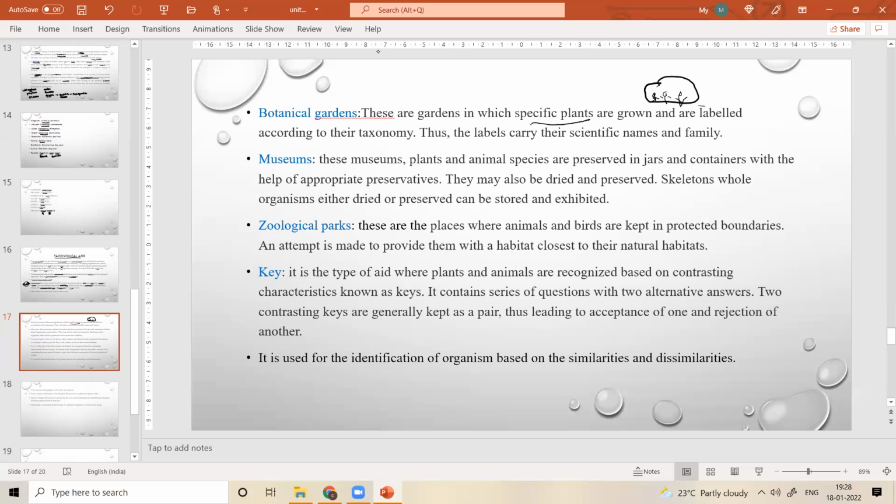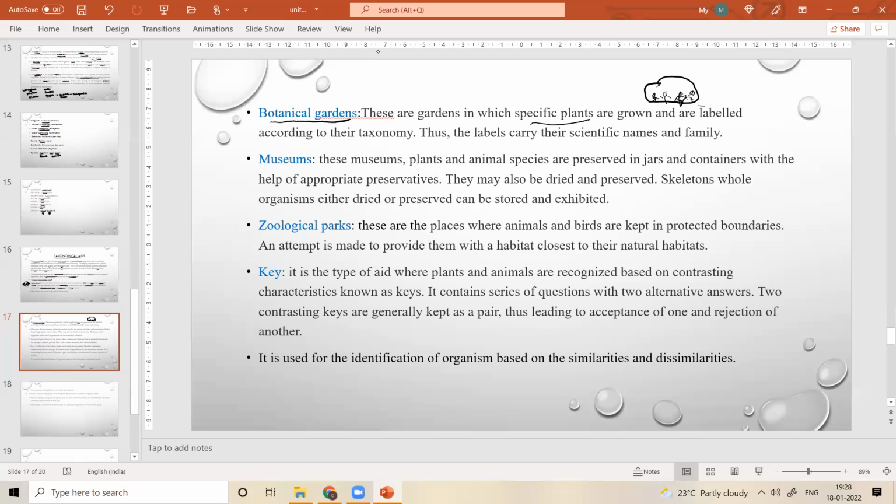So many kinds of plants are grown, and they are labeled according to their taxonomy. That means the classification, the scientific names are labeled on the plant, tagged on the plant, so that they will be preserved. These are live samples. So by generations, if these plants will grow and die, then before they're going to die, they can reproduce.